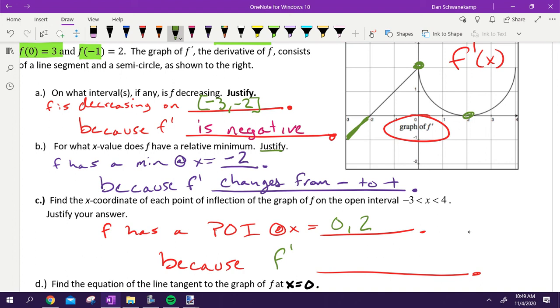Yes, good. Because f prime has relative extrema. You can give me that answer. You could say because f prime changes slope signs, or you could say f prime has maxes and mins. It doesn't matter. It's still a maximum or minimum. Because if it's a cusp, that means the derivative is undefined, but that's okay.